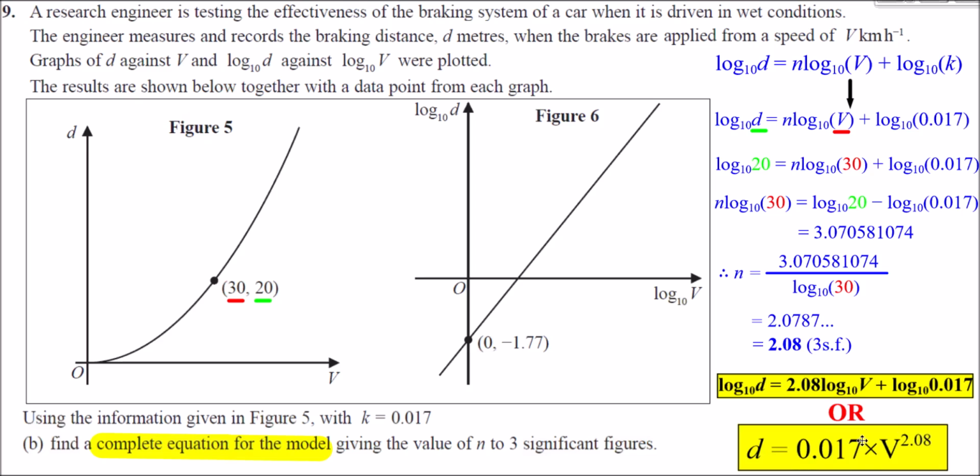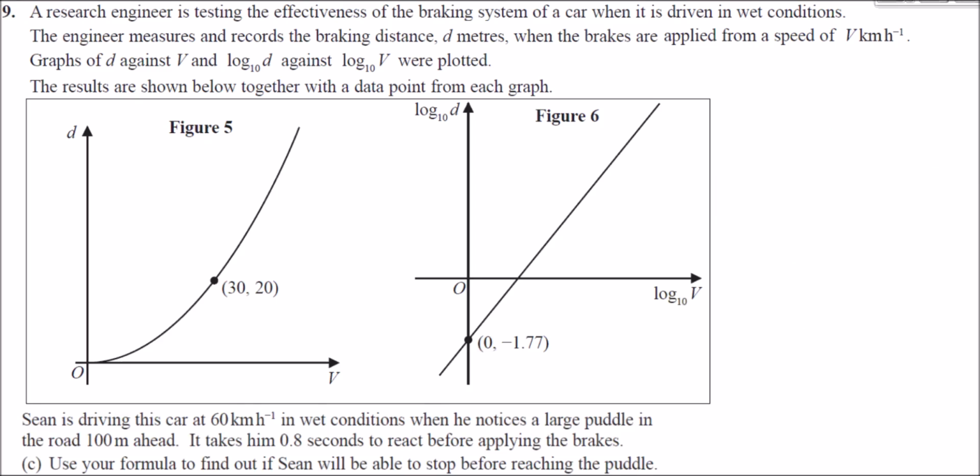We can now have a look at part C. So part C of this question. Sean is driving his car at 60 kilometers per hour in wet conditions when he notices a large puddle in the road 100 meters ahead. It takes him 0.8 seconds to react before applying the brakes. So use a formula to find out if Sean will be able to stop before reaching the puddle.